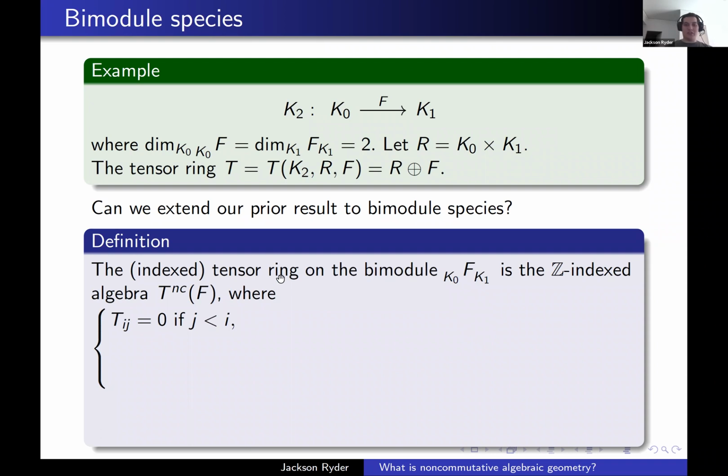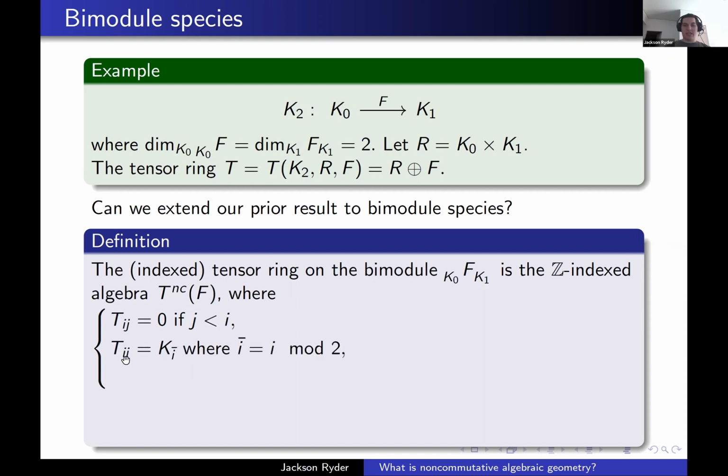Here's another unfortunate thing where we've decided to call both of these things the tensor ring, but I'll specify that this is the indexed one. So we define this index tensor ring on the bimodule F. It's going to be the Z-indexed algebra now, where the ij component of this algebra is going to be 0 if j is less than i.